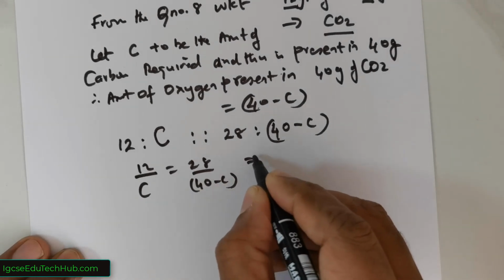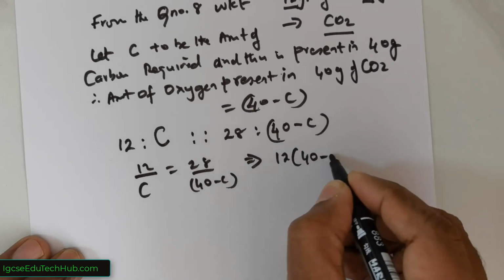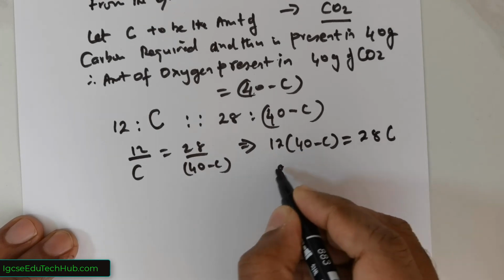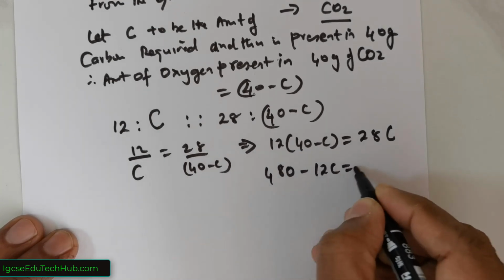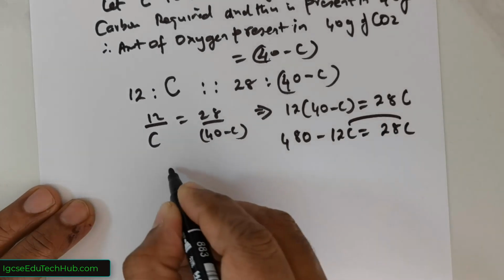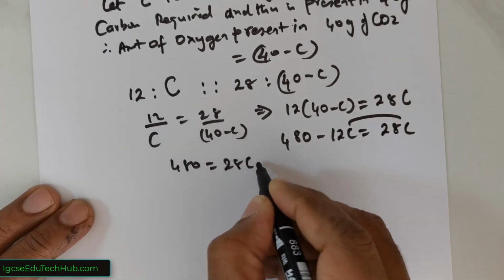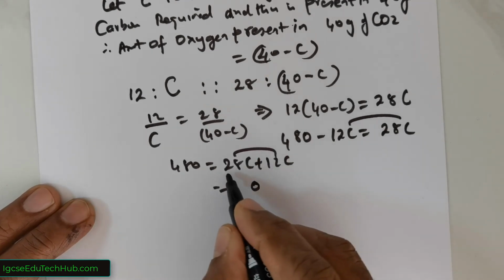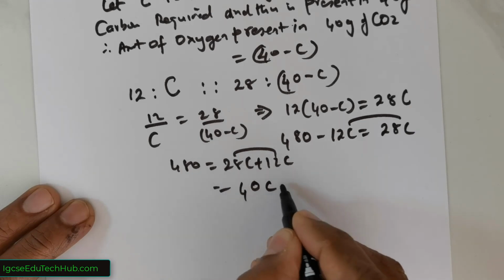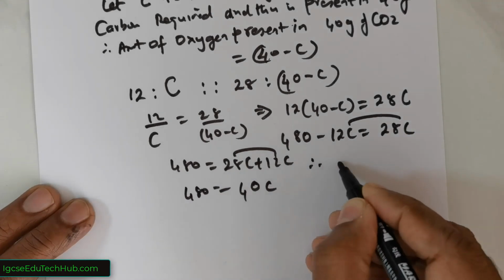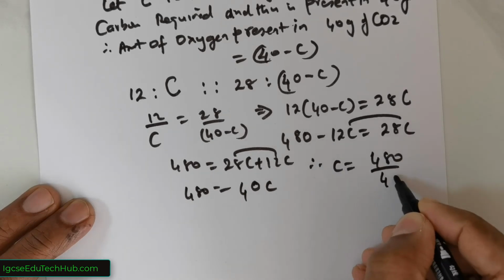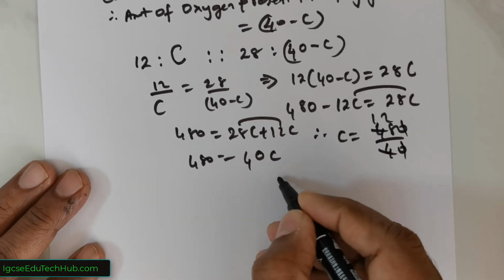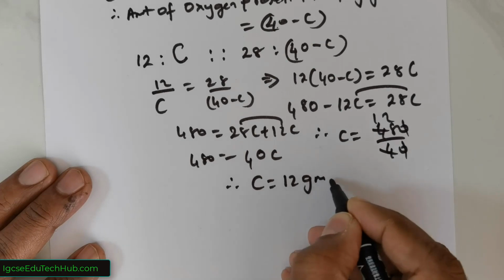You cross multiply, this will give me 12 times 40 negative C is equal to 28 times C. 12 times 40 is 480, negative 12 times C is equal to 28C. Move this to the other side, we get 480 is equal to 28C plus 12C. You add these two things together, 8 added with 2 is 10, carry 1, 2 added with 1 is 3, and 4, 40C is equal to 480. So therefore C is equal to 480 divided by 40, 0, 0 gets cancelled, 4 divides here 1 time and 12 times. So therefore C is equal to 12 grams.